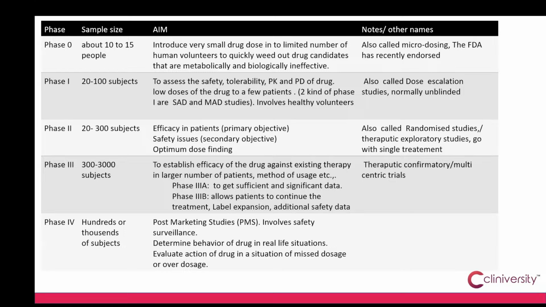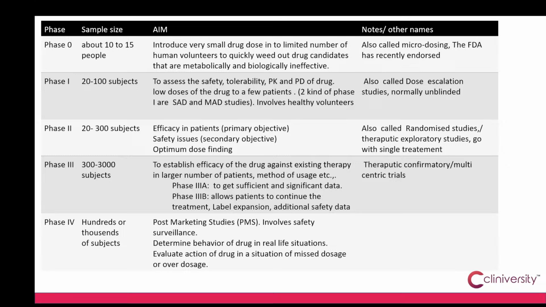And we have two kinds of studies. One is SAD, single ascending dose, and the other is MAD, multiple ascending dose. So your phase 0 and phase 1 have healthy volunteers, not diseased subjects. And in phase 2, the primary objective is efficacy, and the secondary objective is safety. And we are going to finalize the optimum dose for the clinical trial.